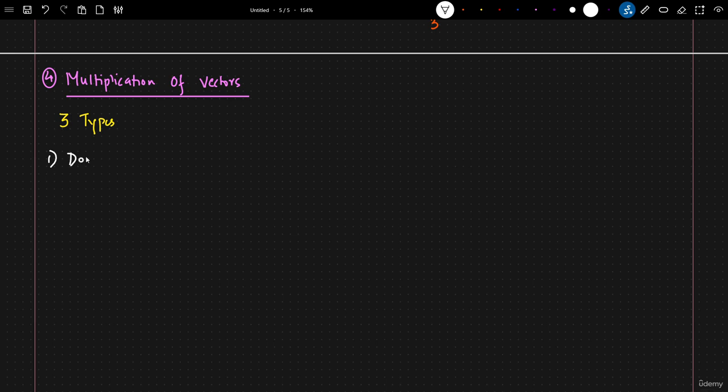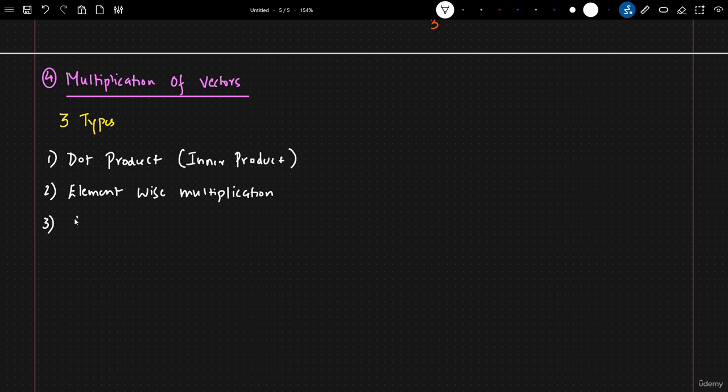One is something called the dot product. Okay. So this is nothing but dot product. Dot product is also called the inner product. Okay. So we will have a detailed discussion about what exactly the dot product is. Coming to the second type, which is basically called element-wise multiplication. And third, coming to something called scalar multiplication.